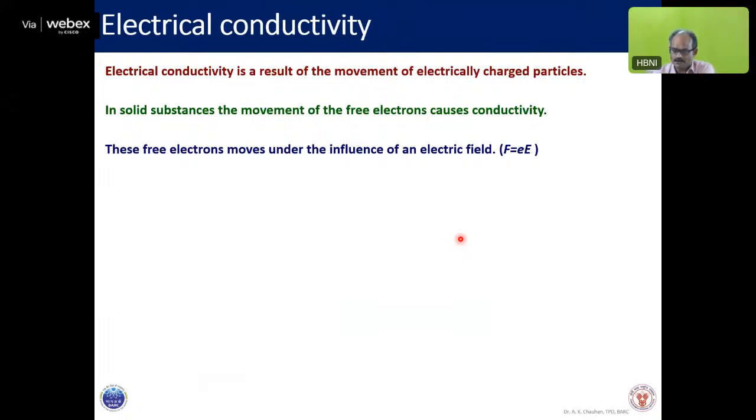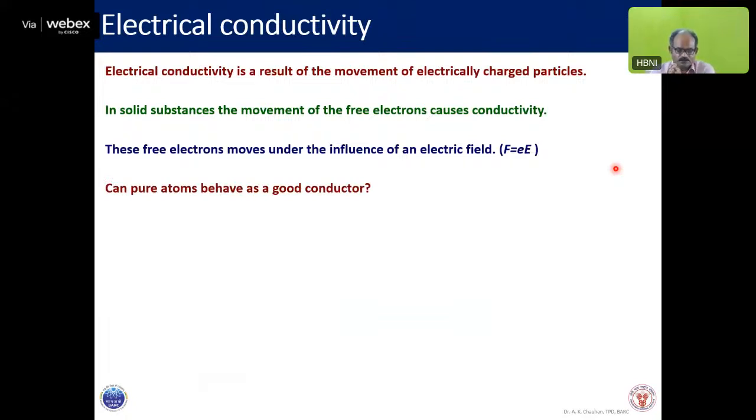If you apply a potential or a voltage, an electric field is generated, and that electric field exerts a force on the charged particle. Suppose here it's an electron, then this force causes the electron or charged particles to move.